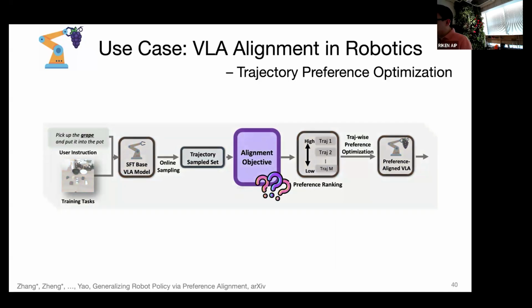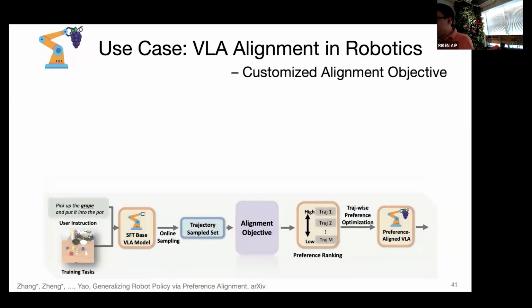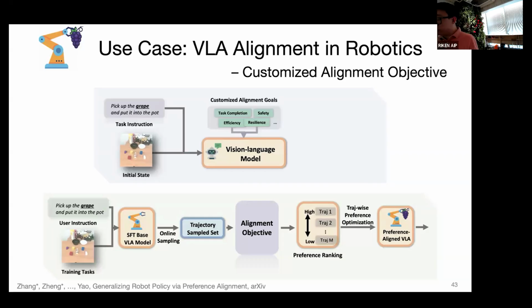Here, the key point is how to define these alignment objectives. So we hope to design some customized alignment objectives. We feed the initial state and the task instructions to a vision language model, like GPT-4. We have customized alignment goals for task completion, for example safety and efficiency. We have customized alignment goals depending on the user preference.